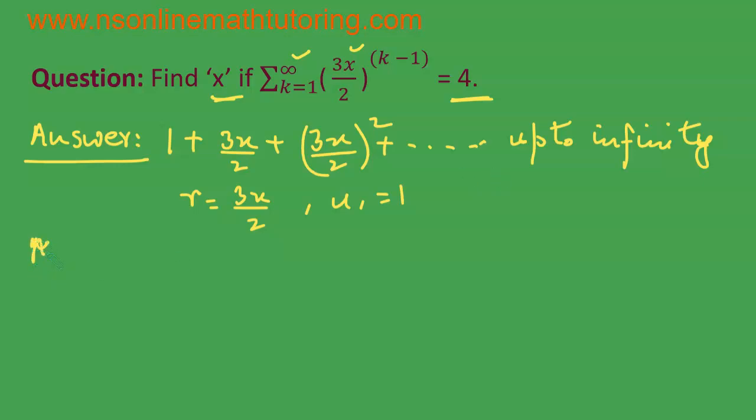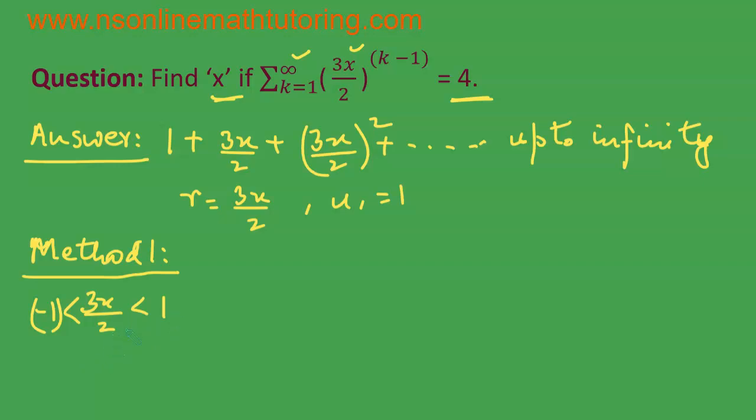So method 1. There are students who try this method. They say that since it is a case of a convergent infinite geometric series, therefore the r value, that is 3x over 2 in this case, should be less than 1 but greater than negative 1. Yes, that is definitely true.